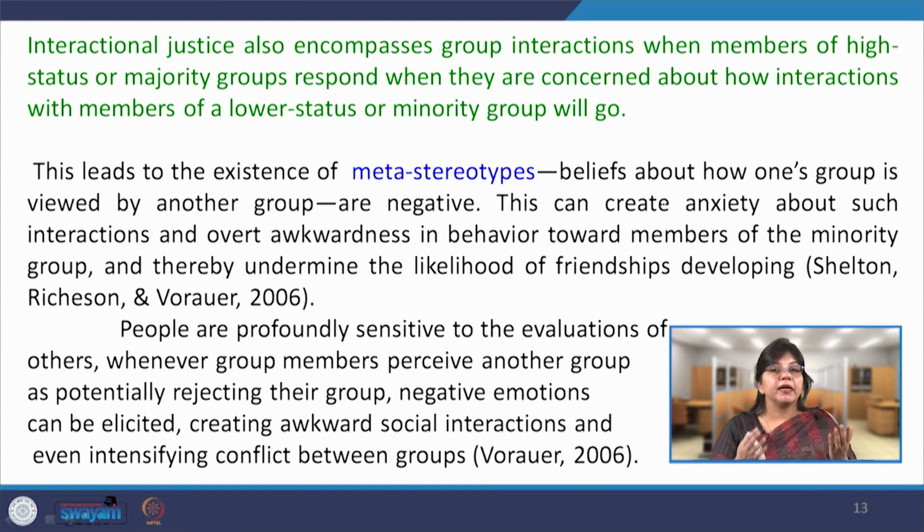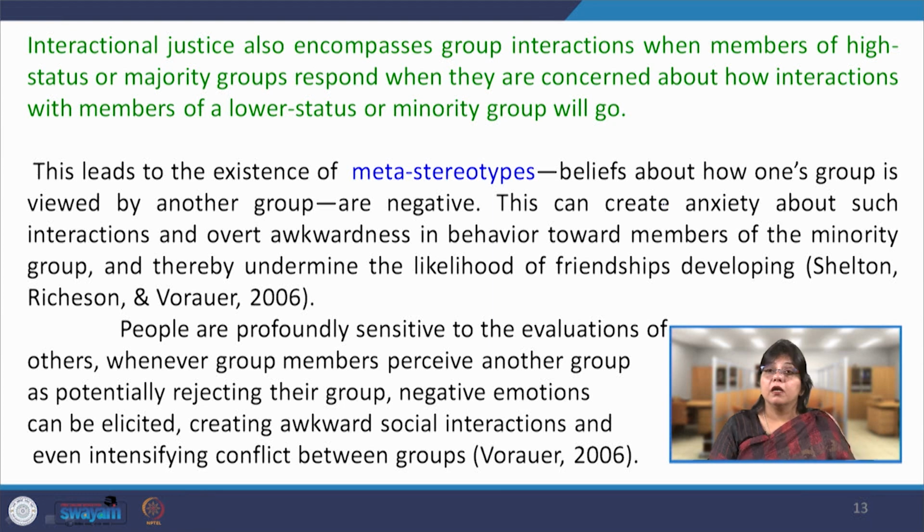Obviously, when majority and minority groups are interacting based on negative perceptions about the minority groups, this leads to anxiety, and there are very slim chances that any kind of coalition or friendship will happen between these two groups, that is minority and majority groups. So, people are profoundly sensitive about the evaluations of others. As I said, there is fear of being evaluated by the majority group. This creates anxiety, and group members have the fear of being rejected by the majority groups, and this leads to elicitation of negative emotions and awkward social interactions, which can also lead to intense conflict between the two groups.